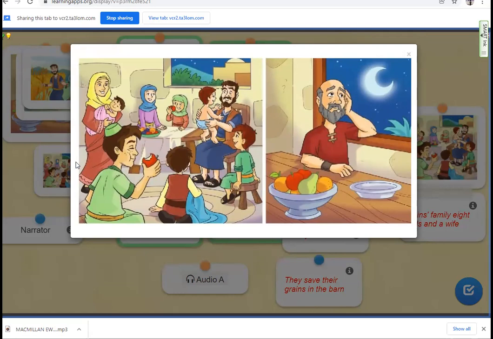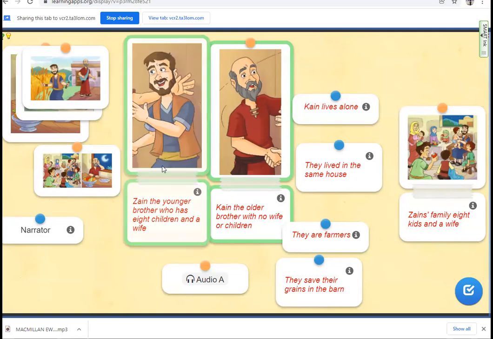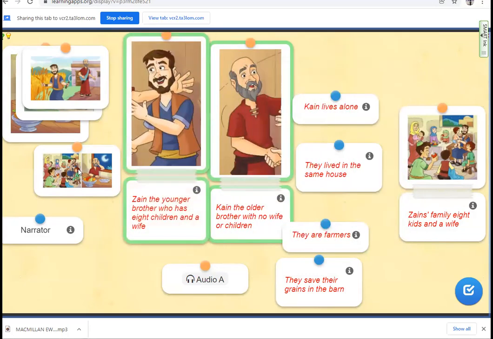So my friends, look here, everyone is thinking of his brother. This young man, Zayn, is thinking of his old brother who is living alone. And Cain is thinking of his brother and how he has a heavy load on his shoulder by having this big family. They are living in the same house, but in different rooms or different flats, whatever it is.